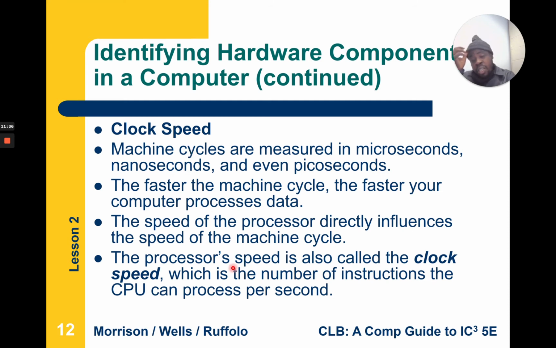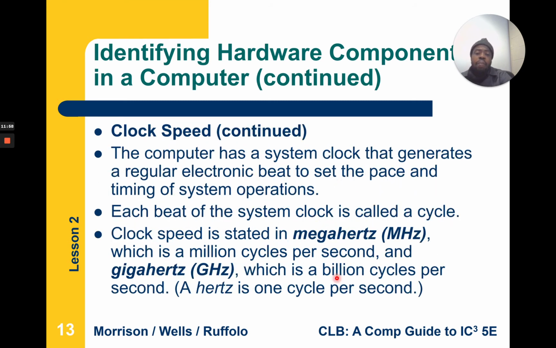The processor speed is also called clock speed, which is the number of instructions the CPU can process per second. Some CPUs can only process fewer instructions in a second. Some can process much more. So the higher the clock speed, the better your PC. The computer has a system clock that generates regular electronic beats to set the pace and timing of its system operations. Each beat of the system clock is called a cycle.